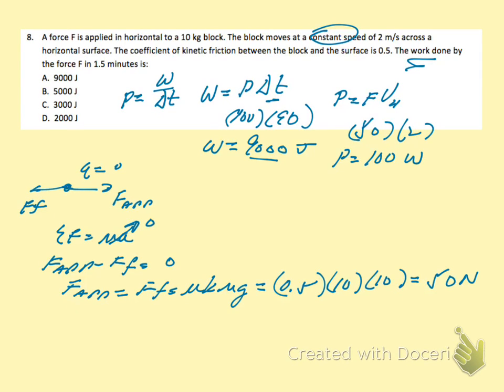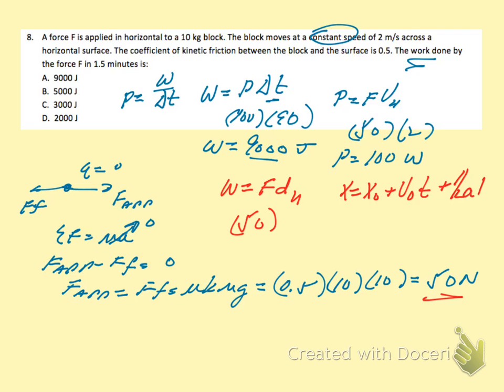All right, so an alternate approach to this. If we're looking for work, we could say work is equal to force times displacement parallel. Well, we did figure out the force. We said that was 50 newtons, right? So if we can come up with the distance and we have time, the equation that relates distance and time is the second kinematic equation, or x equals x naught plus v naught t plus 1/2 at squared.